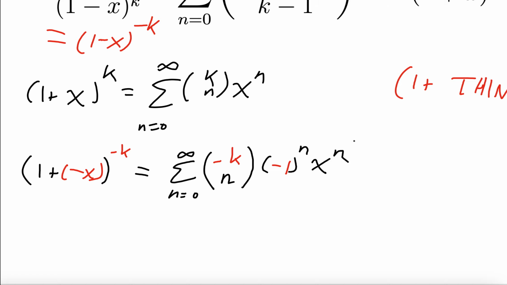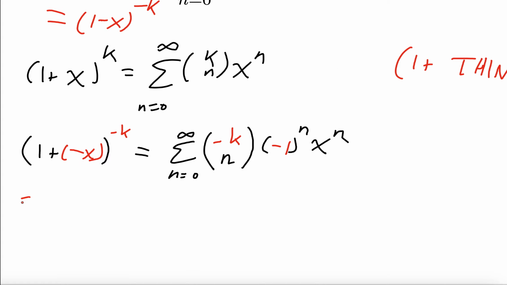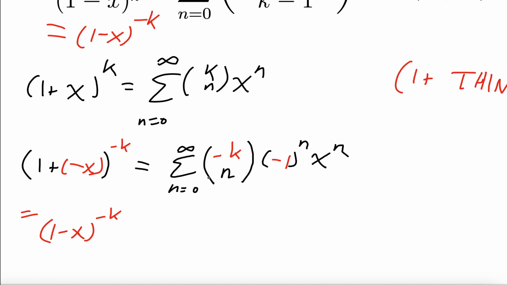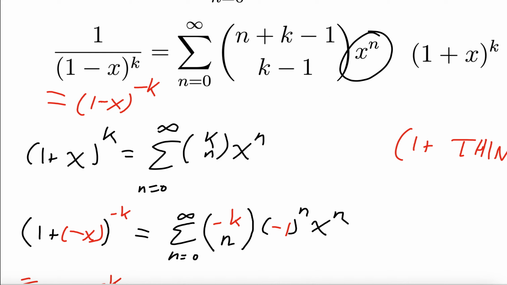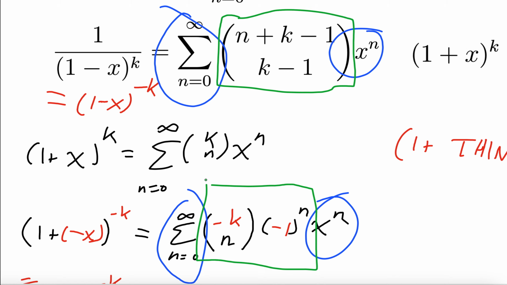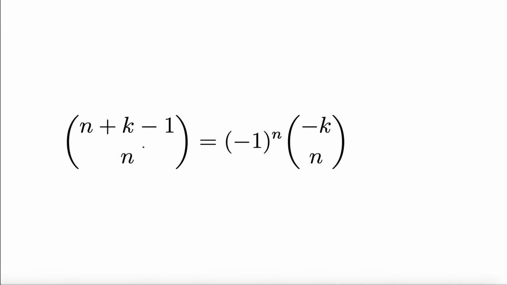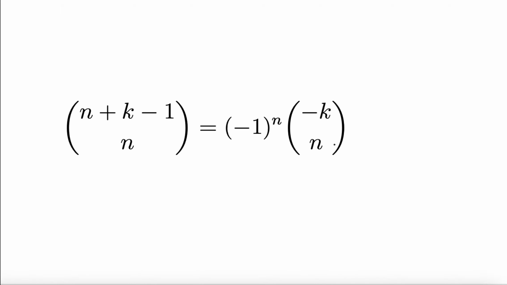And look, right away, (1 plus minus x) to the minus k, well, this is all equal to (1 minus x) to the minus k, which is, in fact, our higher power geometric series. And since they both have the form x to the n over here, using our blue highlighter, we have a sum as n goes from 0 to infinity on both of the structures. We have x to the n on both, which means that the coefficients must necessarily be equal. And so there you go. We've basically determined that the formula that we showed above, n plus k minus 1 choose n, is equal to minus 1 to the n times minus k choose n, is true.